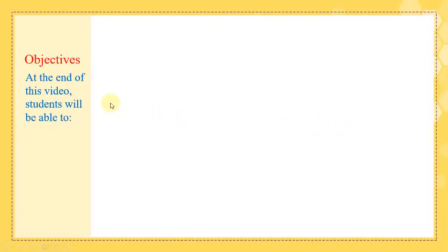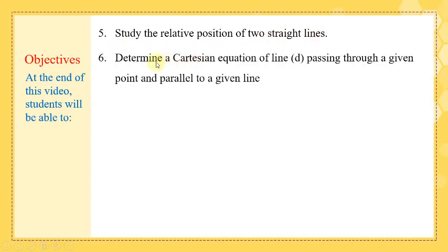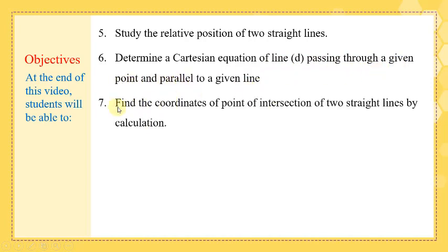Objectives. Study the relative position of two straight lines. Determine a Cartesian equation of a line D passing through a given point and parallel to a given line. Find the coordinates of the point of intersection of two straight lines by calculation.